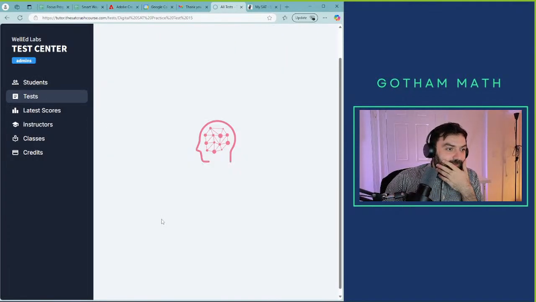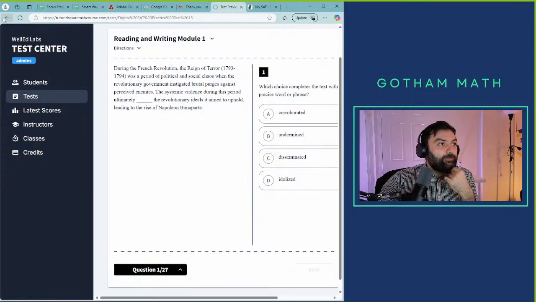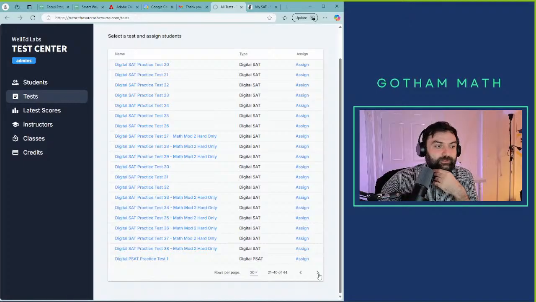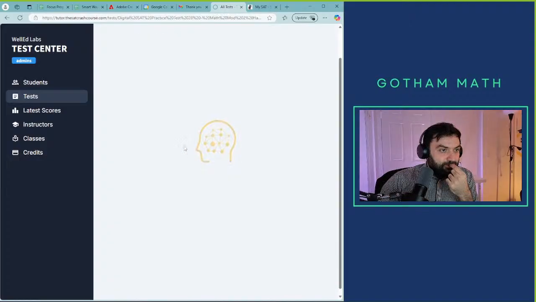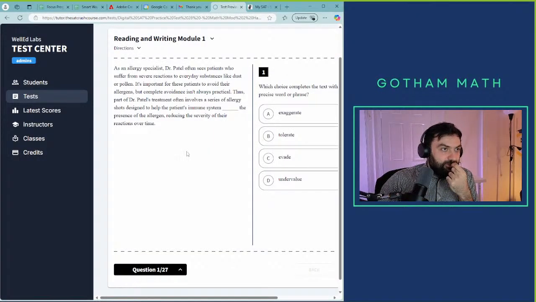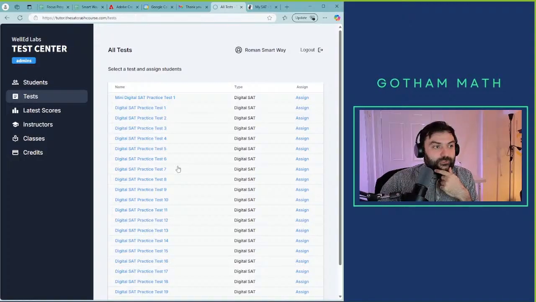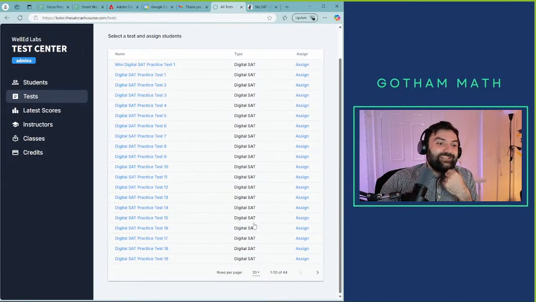The only thing is how I can look at the test before assigning it to you. Okay, so that's good. I don't have to assign it. So you see they have digital. Okay, so they have math module hard only. So there are harder tests, so basically we can technically either start with the hard one or build up to the harder ones. It's great. Now, the only thing is that obviously those are the only difference.